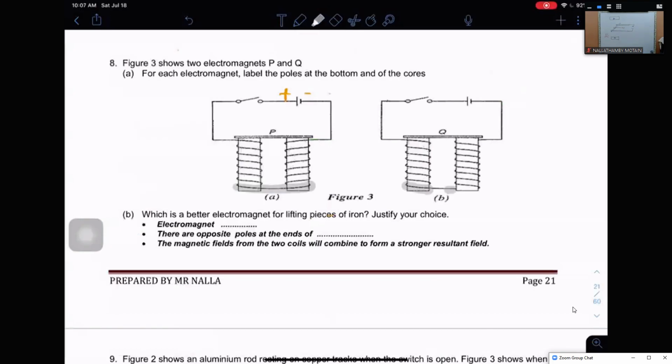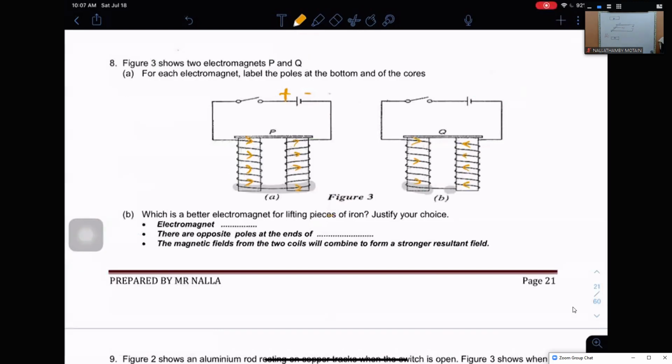Which one is the most suitable? So, current, okay, which is a better electromagnet for lifting pieces of iron? Justify your choice. Answer. Okay, before that, let's check the poles at the P.